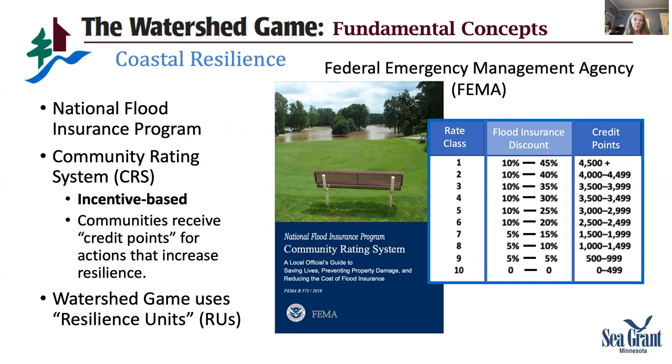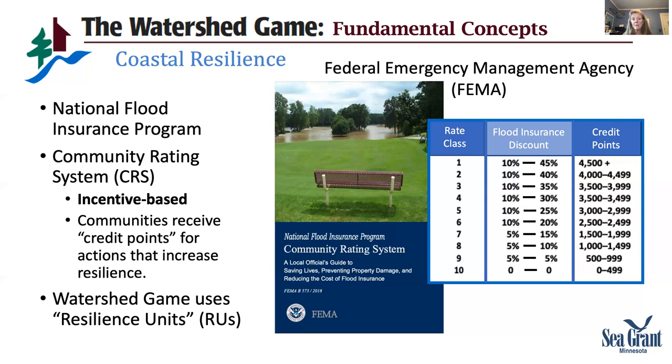If you look over at the chart on the right, you'll see that it's a point structure. Say a community that has earned 1,500 to 2,000 credit points, based on how close they are to the water body and where they are in the floodplain, might save between 5 and 15% of the premium they would have had to pay for their flood insurance. So it's a system that helps encourage proactive work in your community. That's what the game is modeled after.